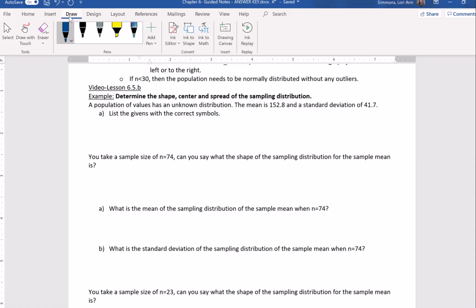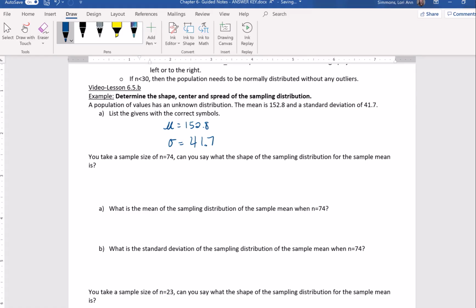So we have a population and the mean is 152.8. So that's mu equaling 152.8. And again, for the population, standard deviation is sigma at 41.7. You take a sample size of n equaling 74.